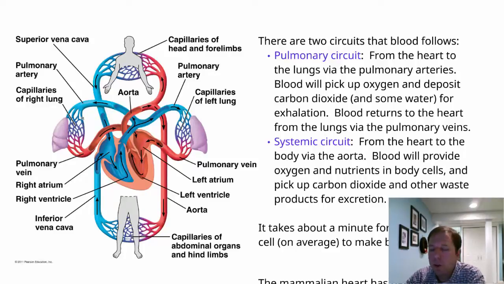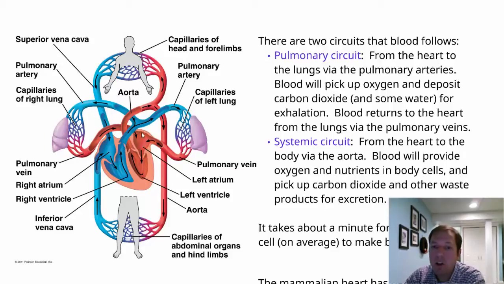Those vessels will branch into a bed of capillaries, which are going to surround the alveoli in the lungs. And it's at this point where carbon dioxide is going to leave and oxygen is going to bind to the red blood cells, in both cases by simple diffusion. Then the pulmonary vein is going to bring that now oxygenated blood back to the heart and into the left atrium. So that's going to be a full run through the pulmonary circuit.